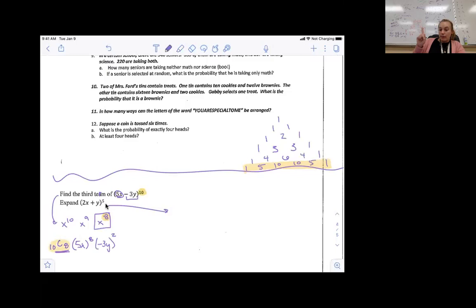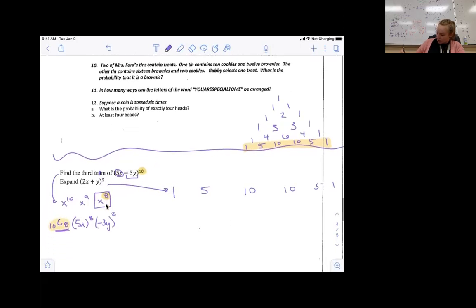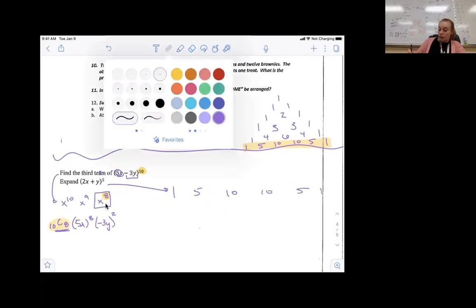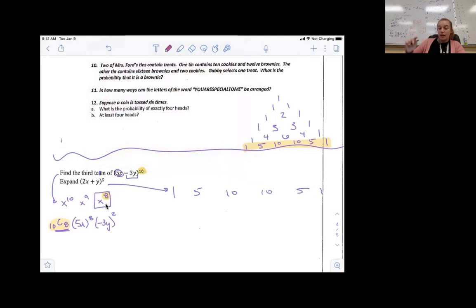When I expand, I have to think about my coefficients. I have to think about my first term. I have to think about my second term. So my coefficients are here. I've got 1, 5, 10, 10, 5, 1. Okay. Then we're going to do our first term and we're going to do decreasing exponents as we go.